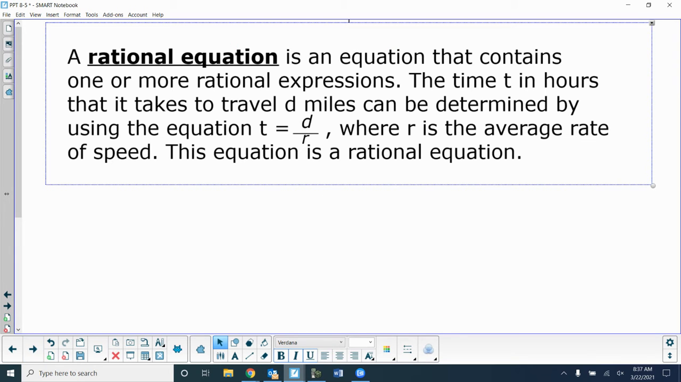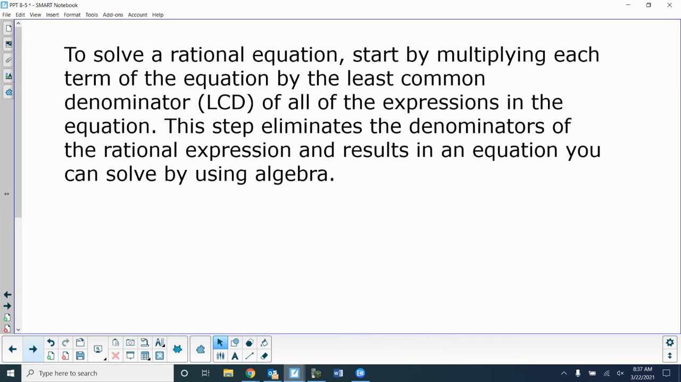All right? So what does that blue thing say? A rational equation, again, is an equation that contains one or more rational expressions. The one they have here is the time t in hours that it takes to travel d miles can be determined by using the equation time equals distance divided by rate. That's a rational equation. We're going to know two of those three things: we might know time and distance, or rate and time, or whatever. So we're going to solve.